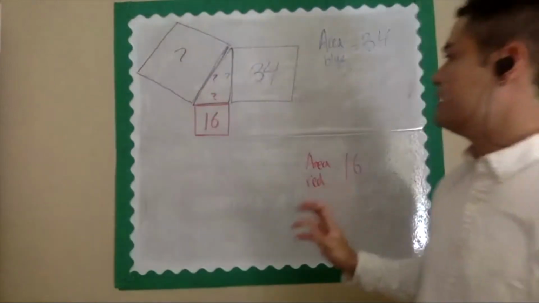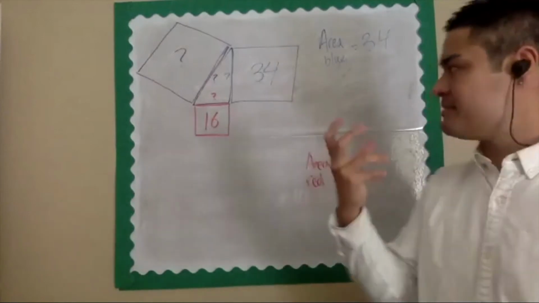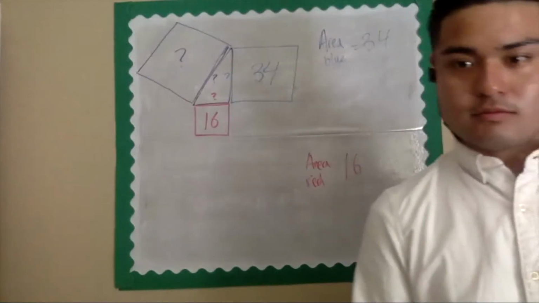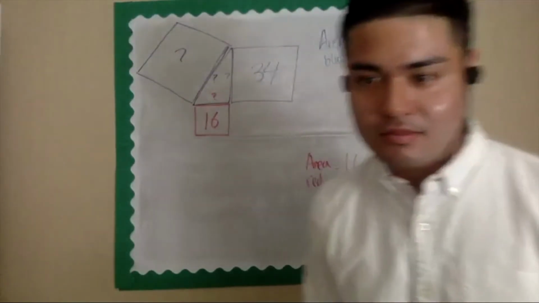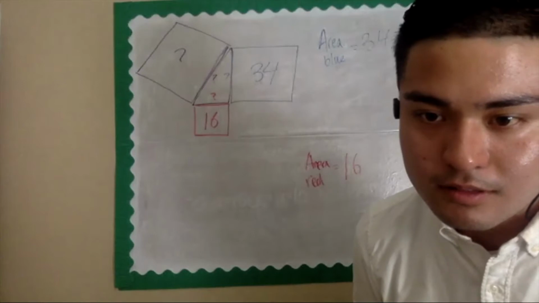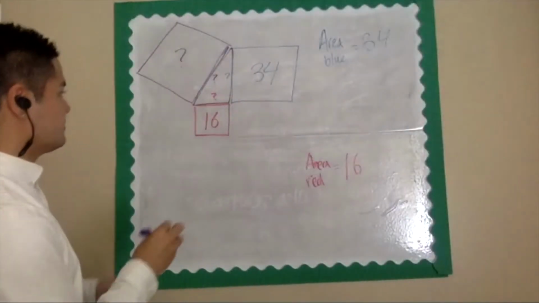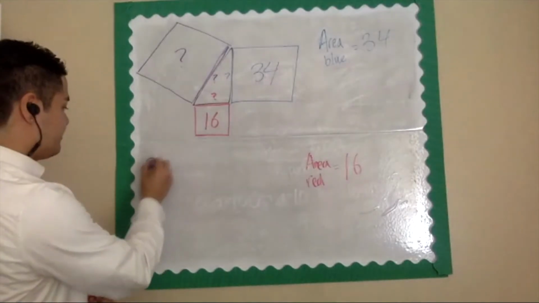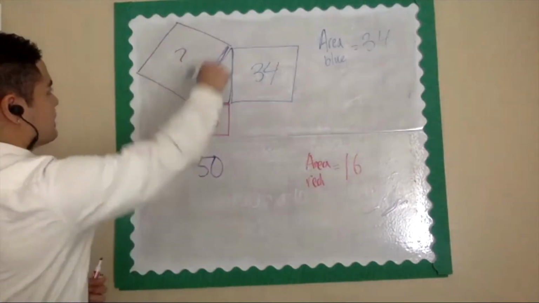Now, IPD is saying add 34 plus 16. IPD, if we add 34 and 16, first, what number do we get? Second, what does that number describe? They're the squares, okay? So 34 plus 16. What's 34 plus 16, you guys? 50. 50, okay? And this 50, where am I going to put this 50? In the box or on the side?